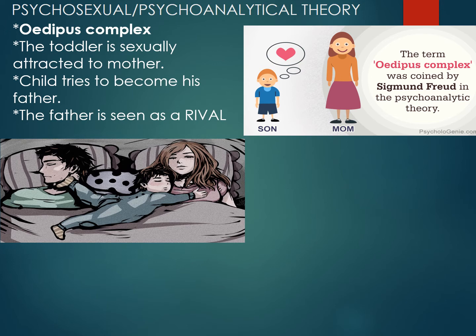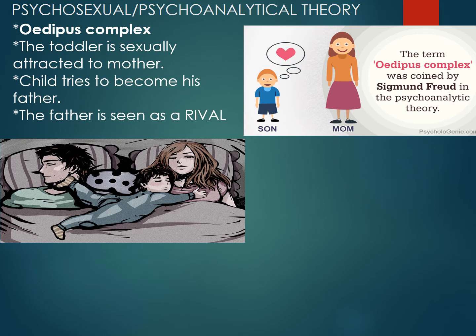The child wants to stab the father or kill the father kasi nga ang tingin niya sa kanyang tatay ay kalaban or rival when it comes to getting the attention of the father. The Oedipus complex actually comes from a Greek mythology and it is a story of Oedipus.